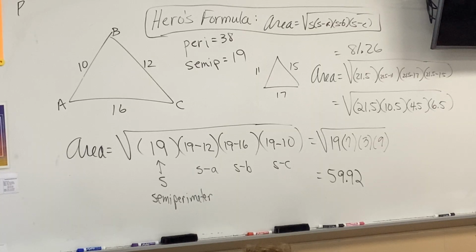Okay? How do you get 21.5 again? Half of 43. The perimeter's 43. Is that adding it over? Yes.